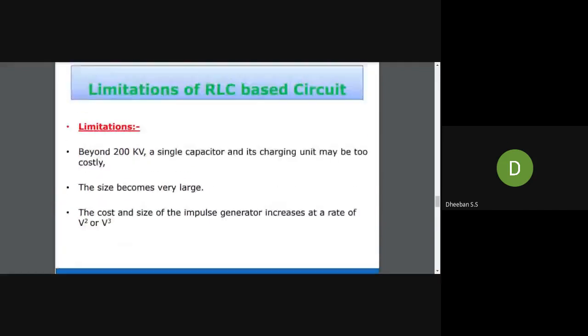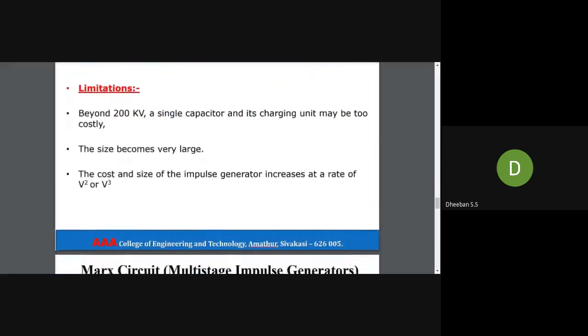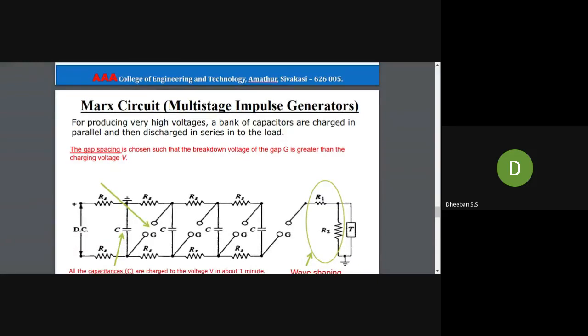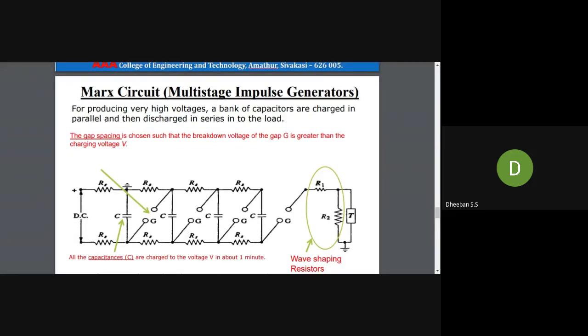For this limitation, we will move to the Marx circuit for producing very high voltages. For producing very high voltages, a bank of capacitors is charged in parallel and discharged in series into the load. A simple concept. We will also show this Marx circuit in the video, and we can infer from that as well.